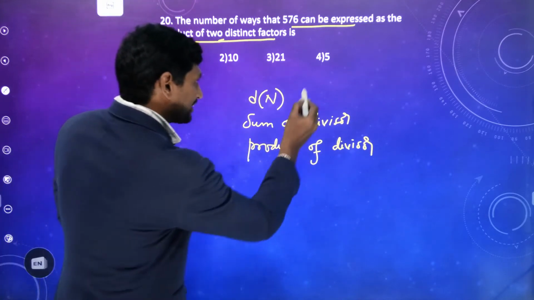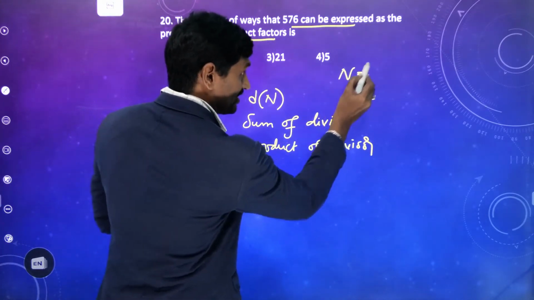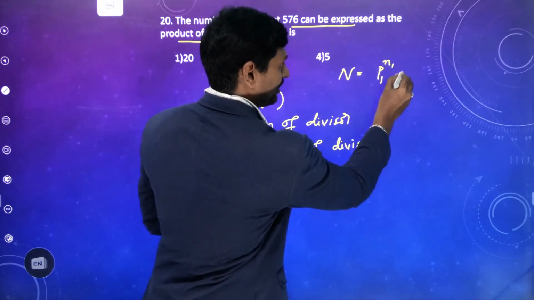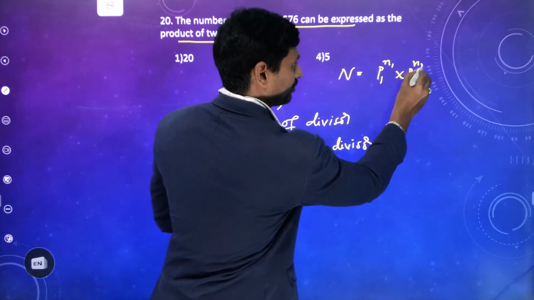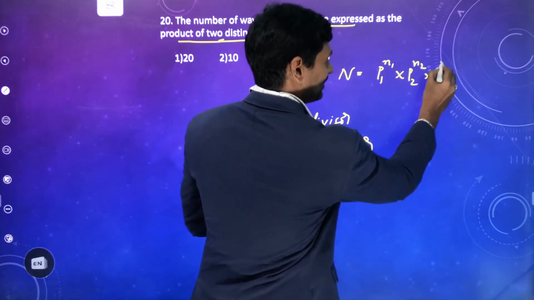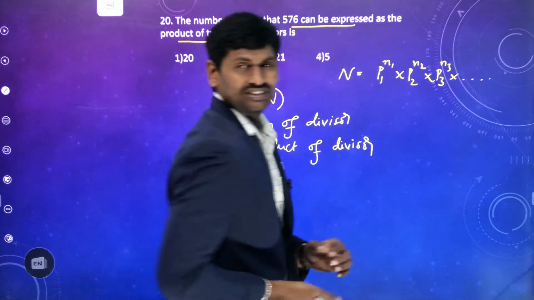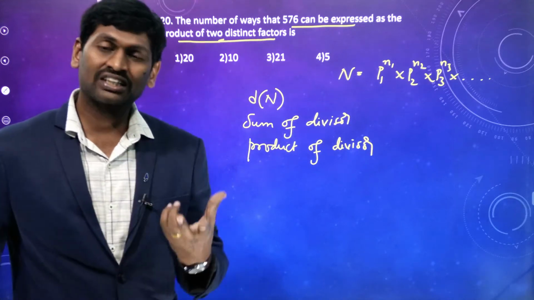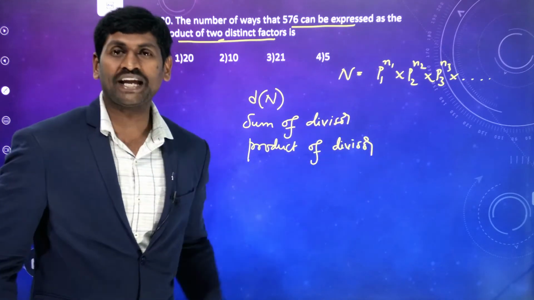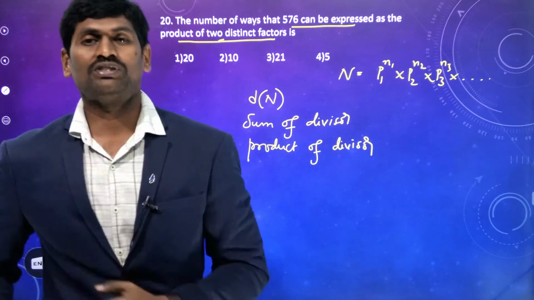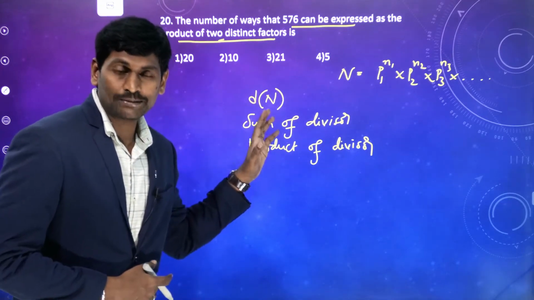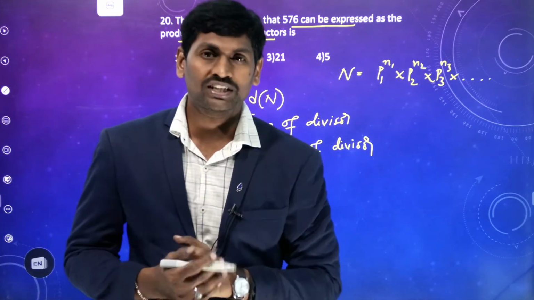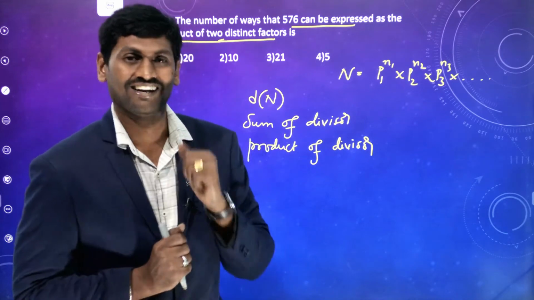For example, if a number can be expressed as P1 power N1 into P2 power N2 into P3 power N3 and so on. According to the fundamental theorem of arithmetic, every composite number can be expressed as a product of primes. That is known as the fundamental theorem of arithmetic. Am I right? Very good.